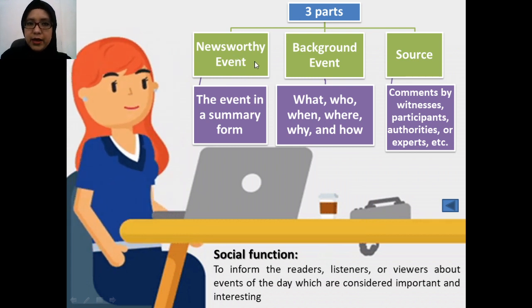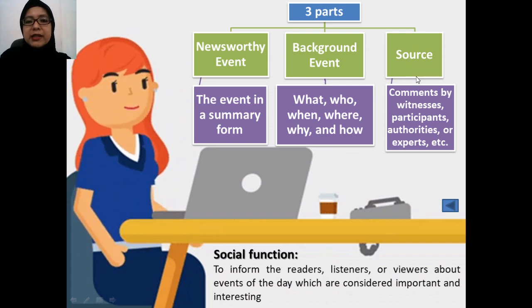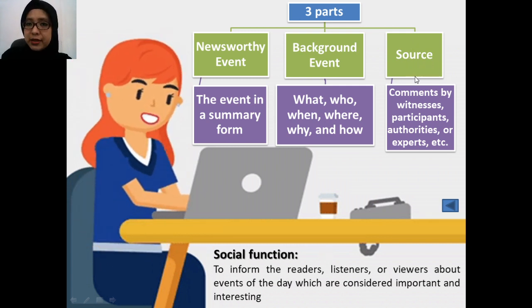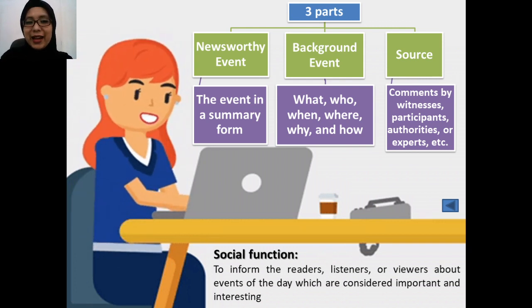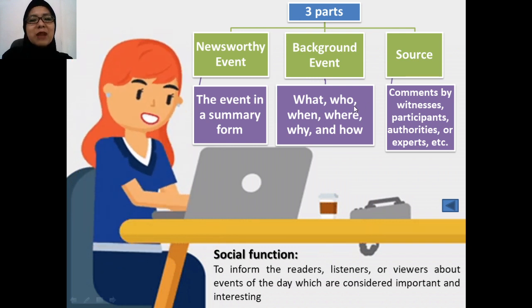Selalu ada di awal. And then followed by background event atau BE. Okay. Now, for the source, ideally you will find the source or the comments in the end of the news, right? Idealnya kamu temukan komen itu di akhir berita. Idealnya ya kan? But sometimes you will find it in the middle of the news.